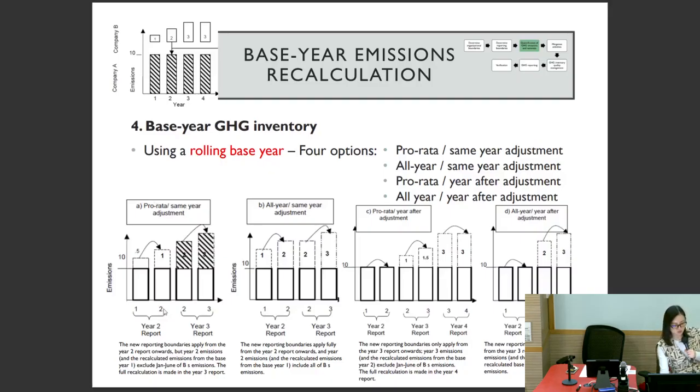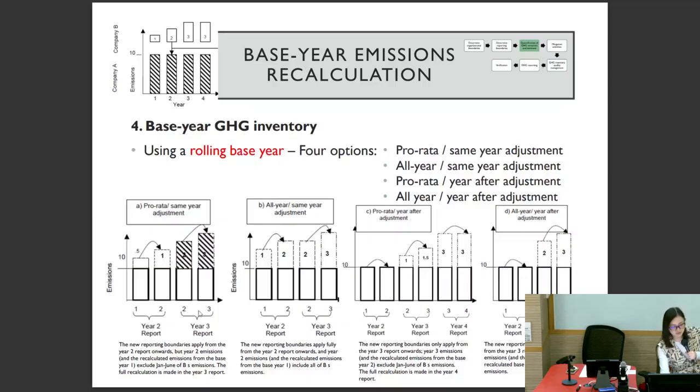So same year. If it is the year 2 report, then we will check year 2 ownership of that company. In year 2, company A owned company B for half of the year, because the acquisition happened in the middle of the year, and we are using pro rata. Then company A should be responsible for half of the emissions of company B. So in the year 2 report, half of 2, so 1 unit. If the year is responsible for 50%, then the base year is also 50%.